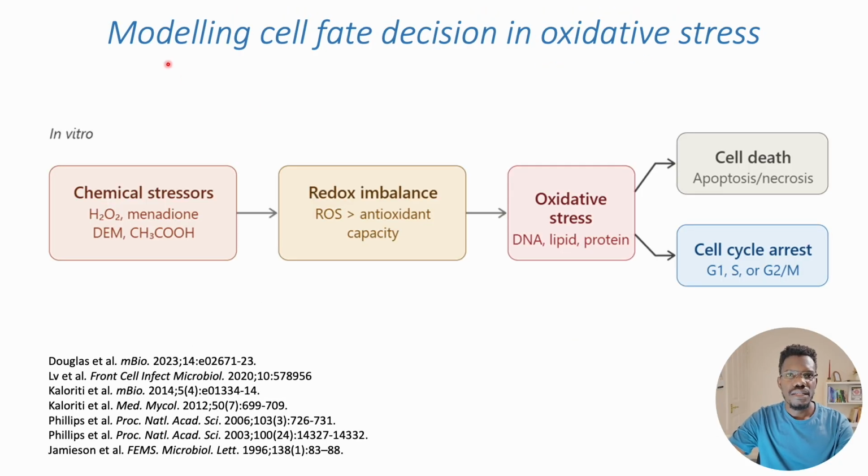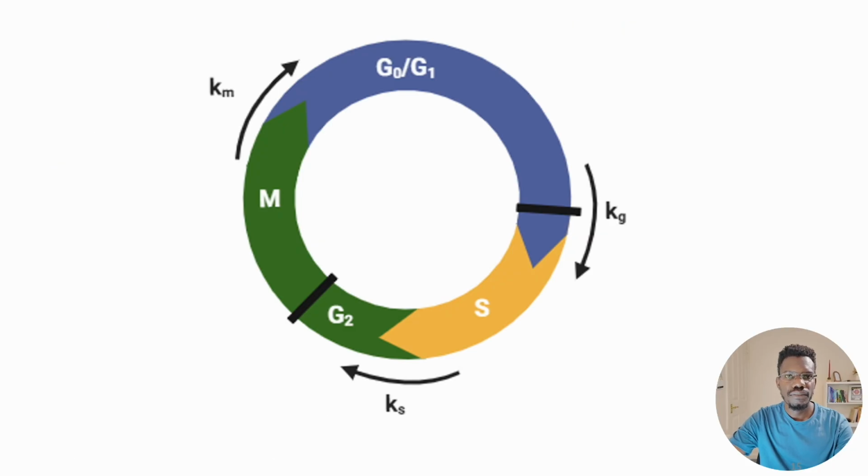This slide introduces the background for the modeling study presented here. Numerous studies have shown that exposure of Candida albicans to oxidizing agents such as hydrogen peroxide disrupts the cellular redox balance, resulting in oxidative stress and subsequent DNA, lipid, and protein damage. Depending on the severity of the stress, cells may undergo cell cycle arrest at either G1/S or G2/M phase, or ultimately die through apoptosis or necrosis.